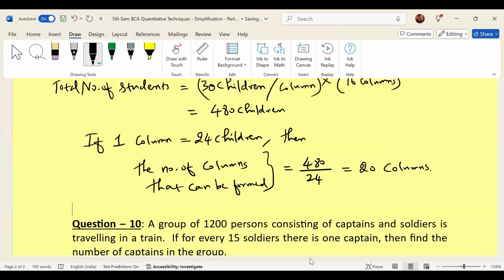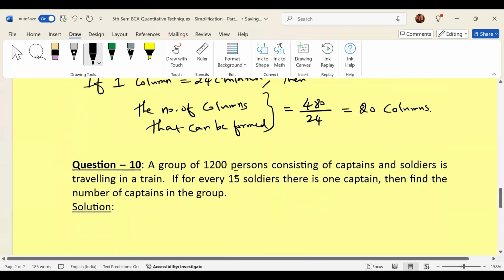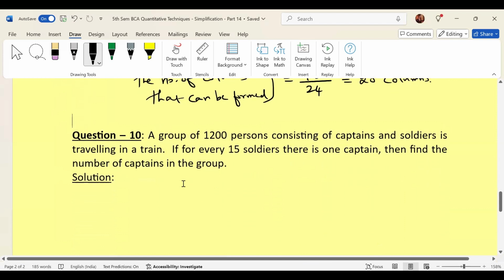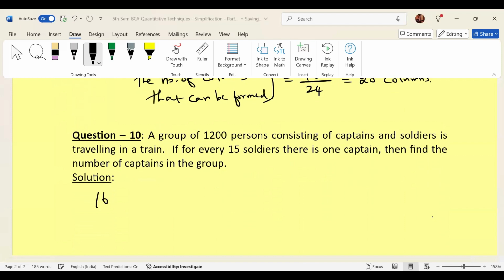Next one, question number 10. A group of 1,200 persons, consisting of captains and soldiers, is traveling in a train. If for every 15 soldiers there is one captain, then find the number of captains in the group. See, for this sentence, every 15 soldiers there is one captain means 16 persons will comprise of 15 soldiers plus one captain.